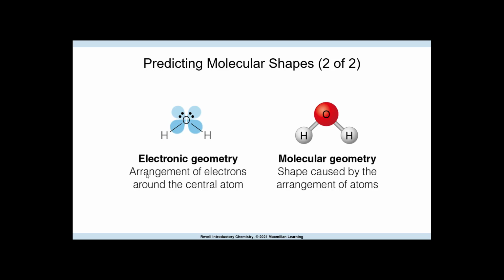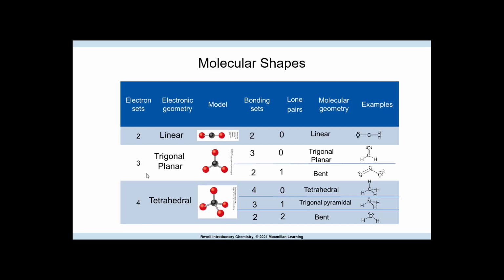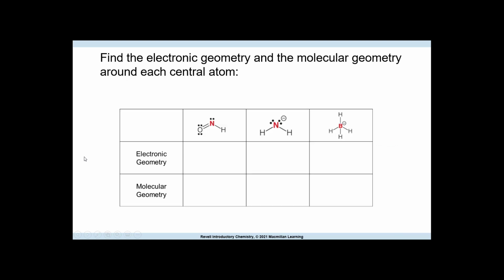But we deal with shapes. We look at the molecular geometry, which does not look at lone pairs. That's why you don't see them drawn, but they're there. They call it electron shapes. I just say attachments, and you count the attachments, and it breaks it down. So I'm going to put this chart up, and mine also has examples on it so you can see. Find the electron geometry and the molecular geometry around each central atom. So let's take a look here.